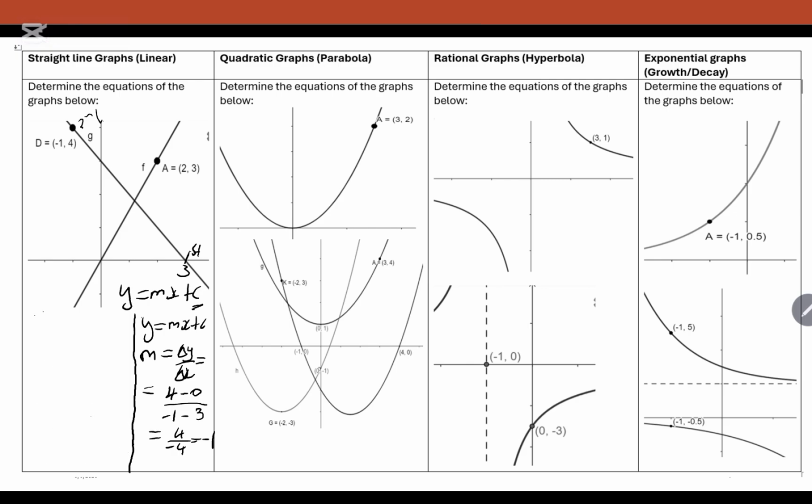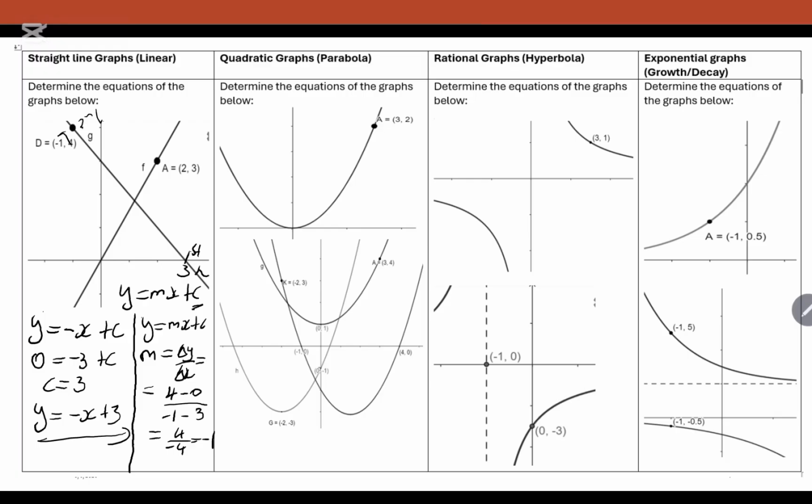Now, since we have the gradient of negative 1, we can go into the equation y equals mx plus c and replace m with negative 1. That would be negative x plus c. Now we need to find c. We can substitute any of the points between this point here and point D up there. Any of those will work. I'll take this one since the other value is 0. So I simply say 0 equals negative 3 plus c. Therefore, c is equal to 3. So the equation of that line will then be negative x plus 3. So that is the equation of that line.